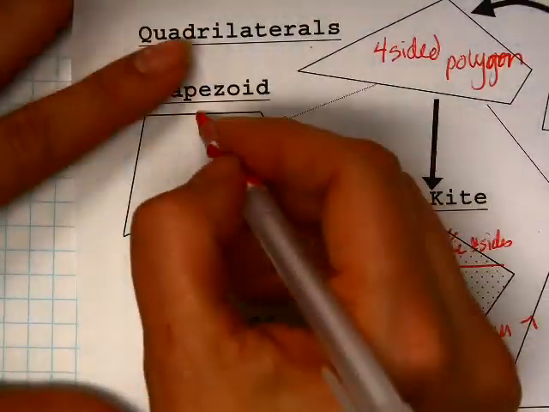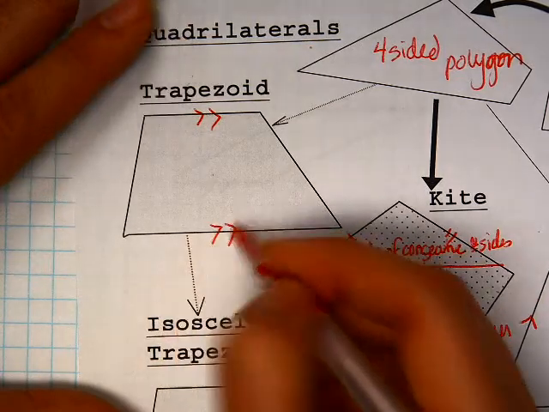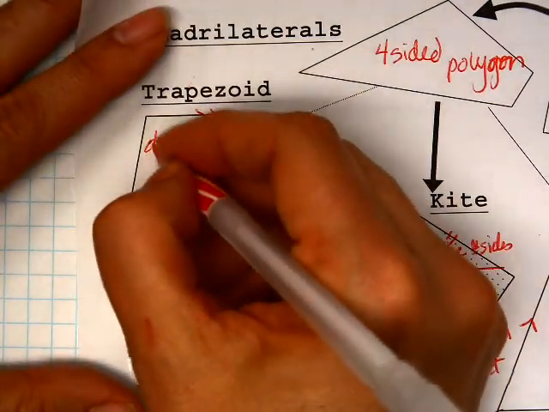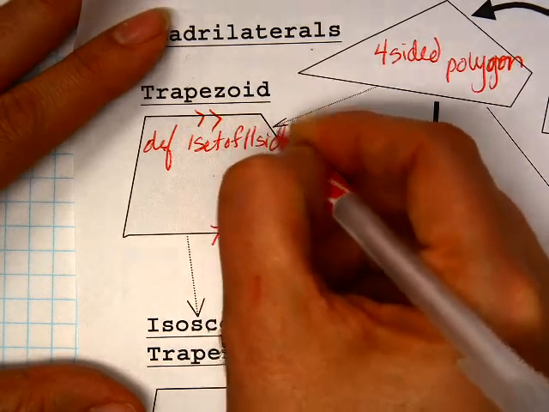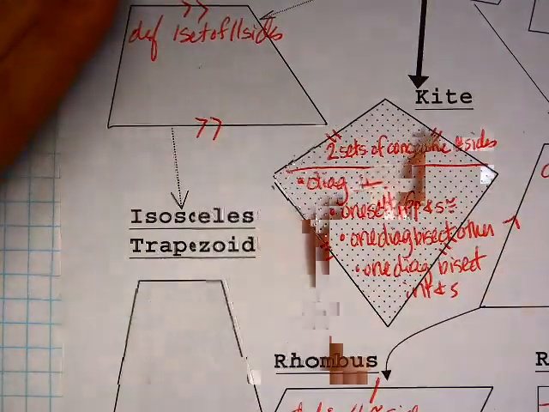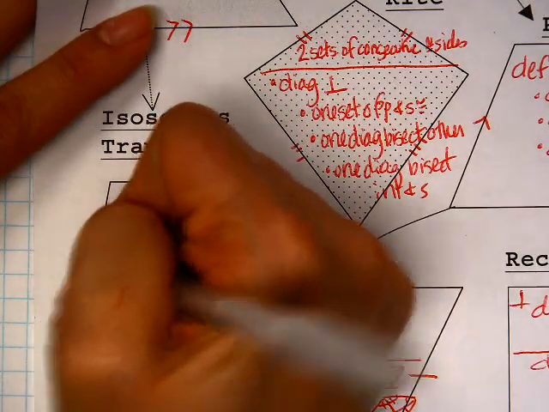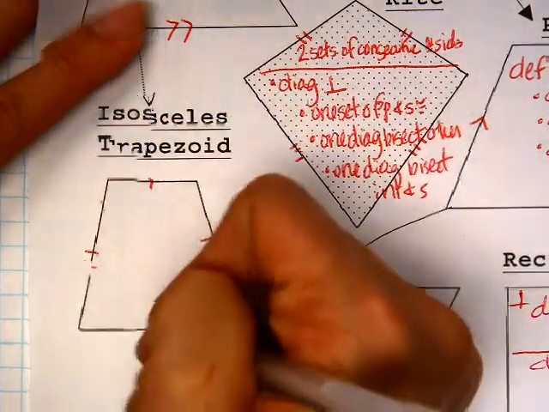And then we have our idea of our trapezoid. And with our trapezoid, we've got kind of like half a parallelogram. The definition is one set of parallel sides, which we don't really get much from, but we do get some from our isosceles trapezoid.